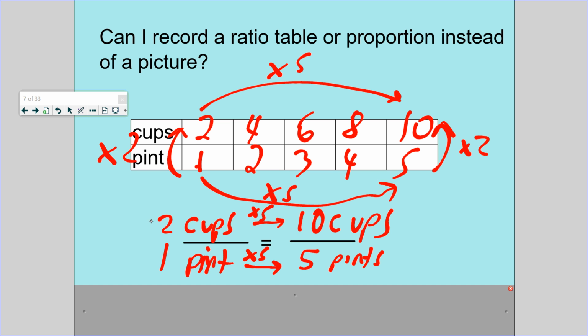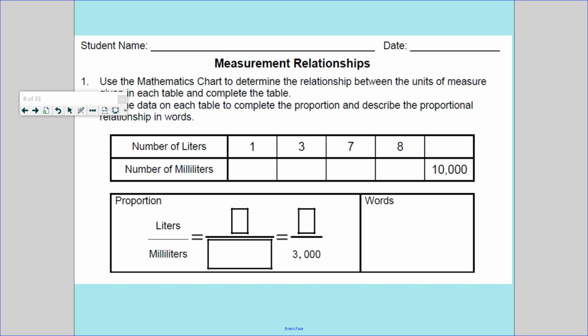Or how do you turn 2 cups to 1 pint? Divide by 2, or reciprocal, times it by a half. That's where you get 5 pints. So today we're going to be talking about relationships using measurements.